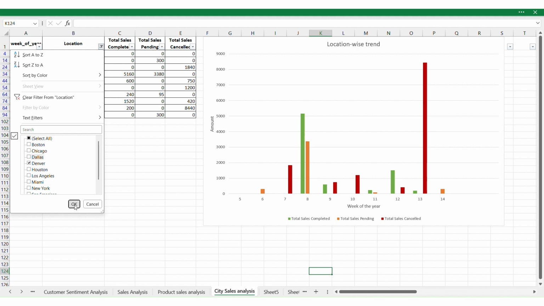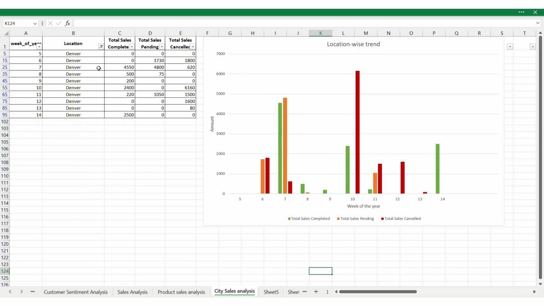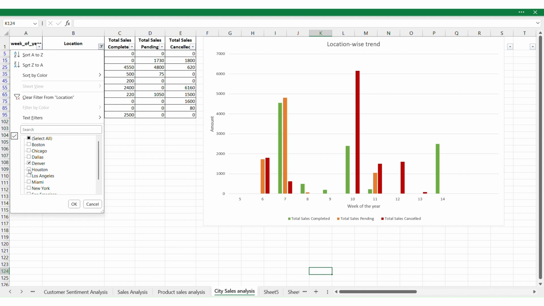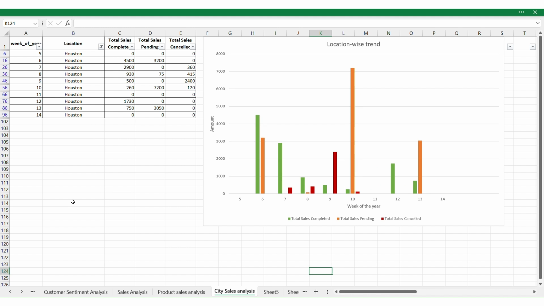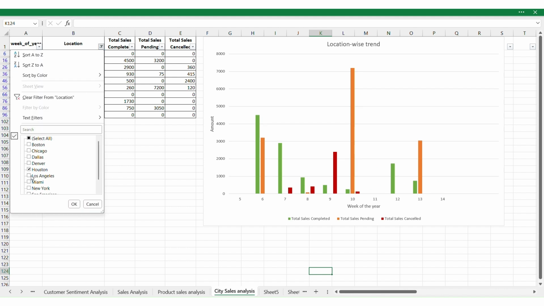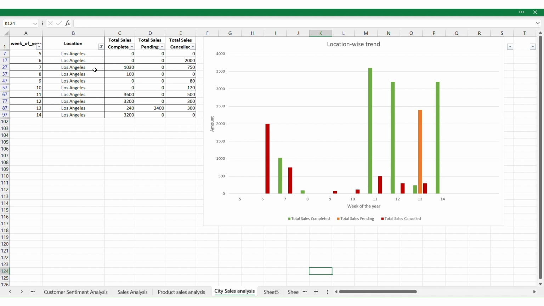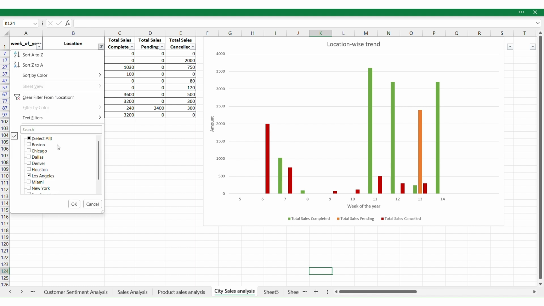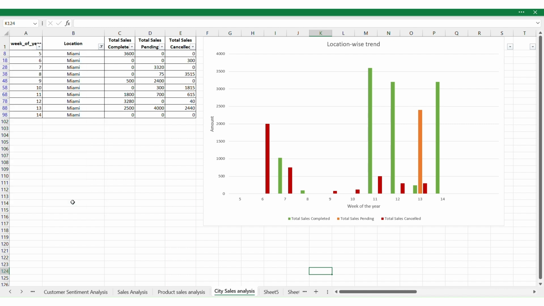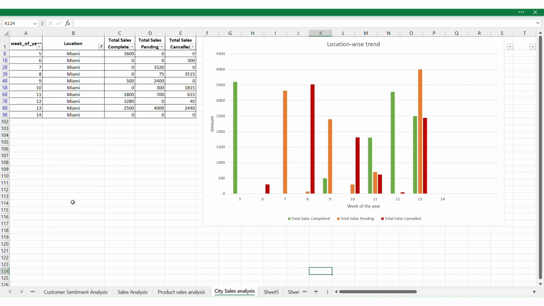In Denver, order cancellations are a key pain point. In Houston, there are more pending orders. In Los Angeles, cancellations were a pain point initially, but the store later showed strong performance. In Miami, cancellations and pending orders are major pain points.